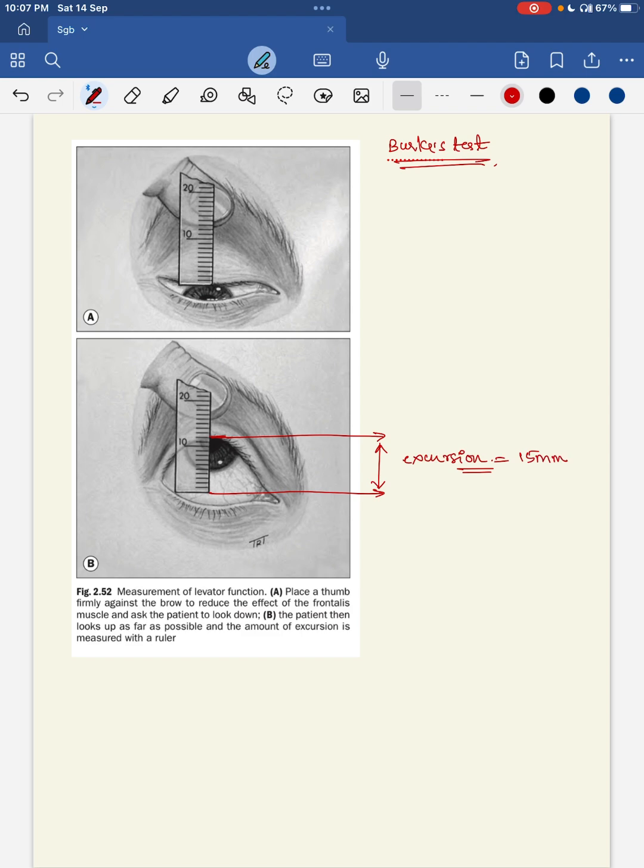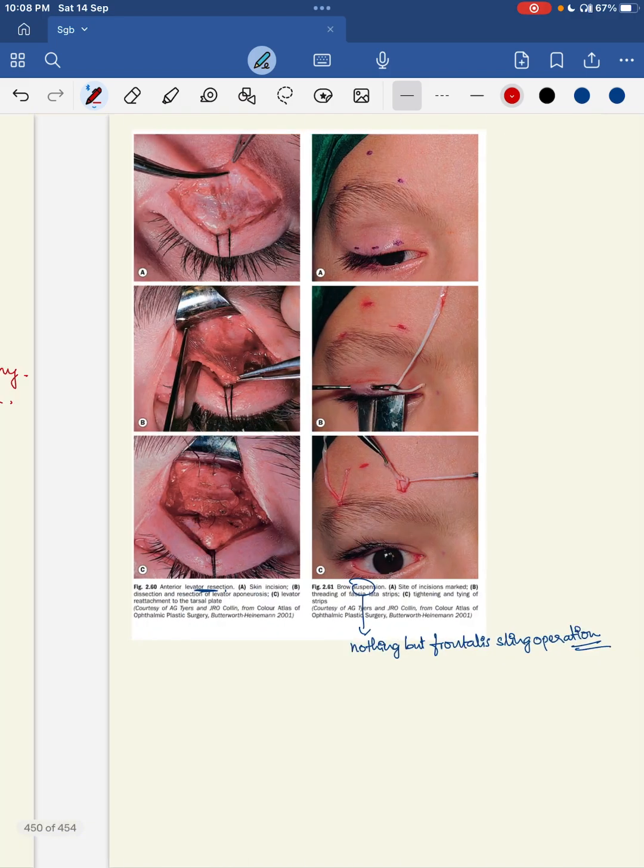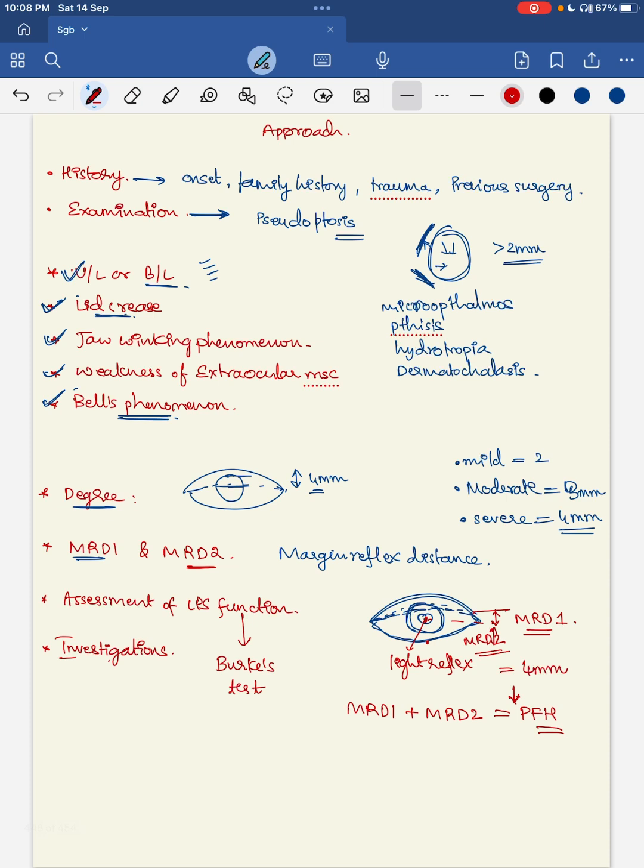Okay, amount of excursion. In ptosis, since the LPS is dysfunctional and cannot contract properly, the eyelids would come down and the total distance would reduce. In ptosis, it may only be this much. So the eyelid margin to the tip of the scale, after holding the thumb against the brow, inhibiting the frontalis muscle, this is the LPS function. In ptosis, the excursion distance goes on decreasing, around 8 millimeter for severe ptosis. Okay, these are the examinations.